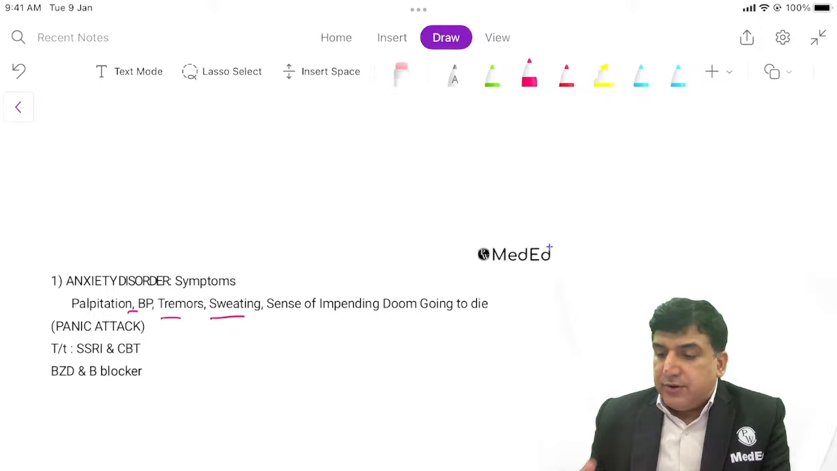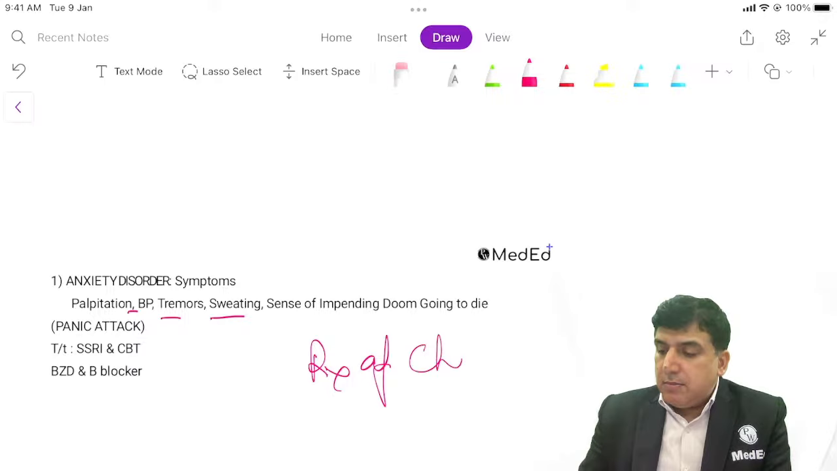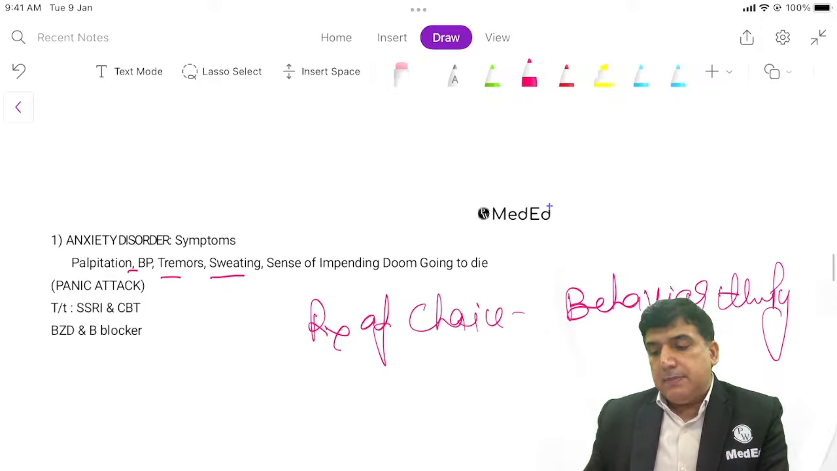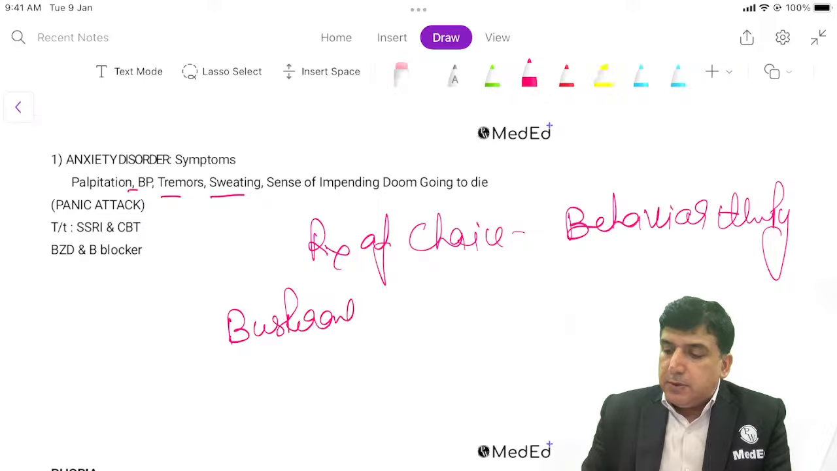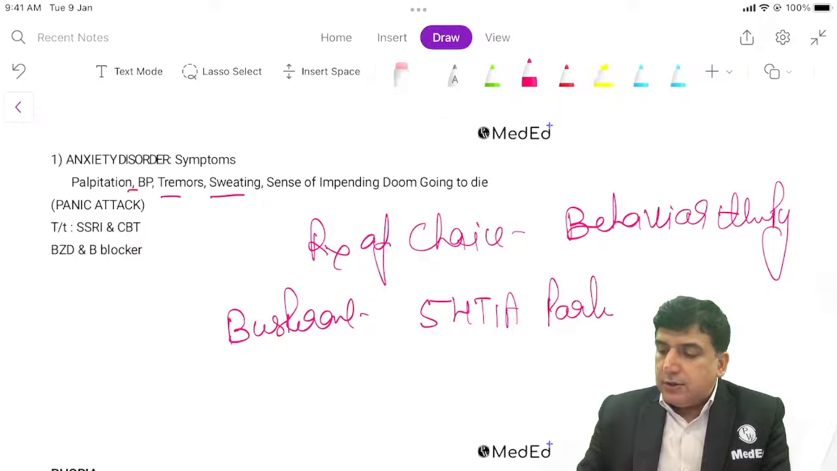The treatment of choice in any anxiety disorder is what? Behavior therapy. Basically, in anxiety disorder or panic disorder, we use CBT, cognitive behavior therapy. Yes, the best modality is the combination of SSRI plus CBT. We also use benzodiazepines, and we use buspirone, a 5-HT1A partial agonist.